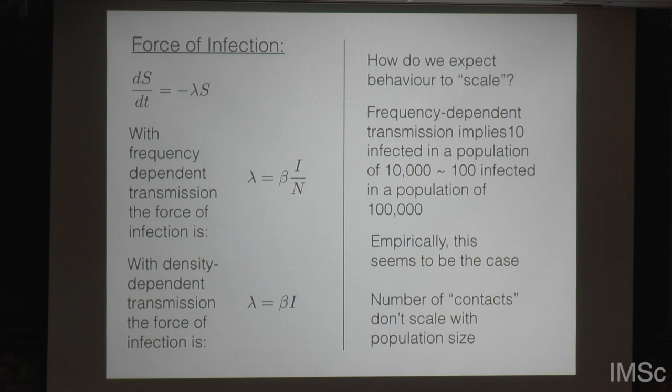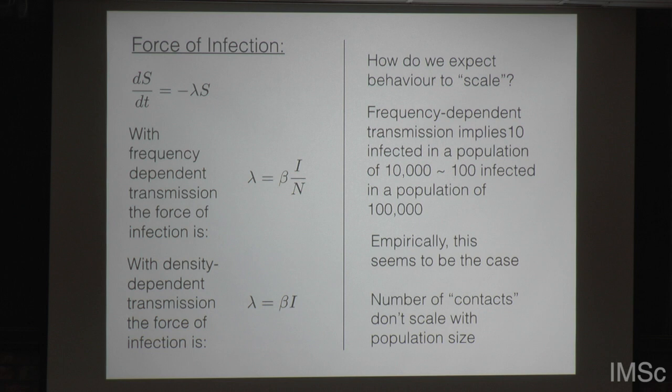In practical terms, or empirically, because finally this is a question of how people contact each other, this really seems to be the case. And the number of contacts that you make doesn't scale with the population size. So whether you're in Dharavi or whether you're in Chennai or somewhere else, typically the number of people that you are in contact with, that number is roughly the same.